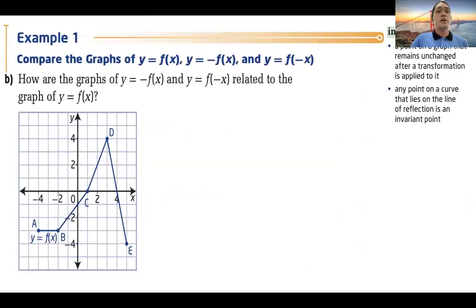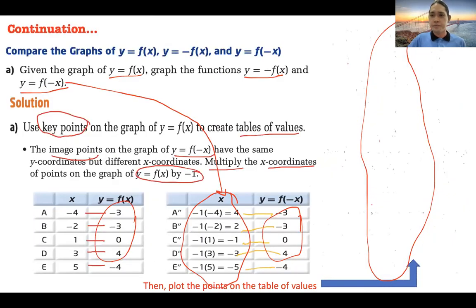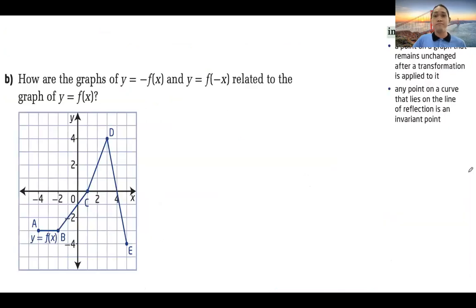So now compare the graphs. Actually, I'll highlight this one. Look at this one. Okay, there are invariant points. What do you mean by invariant points? It sounds weird, right? It sounds new to you, I believe. So when we say invariant point, it is a point on the graph that remains unchanged after a transformation is applied to it. So any point on a curve that lies on the line of reflection is an invariant point.